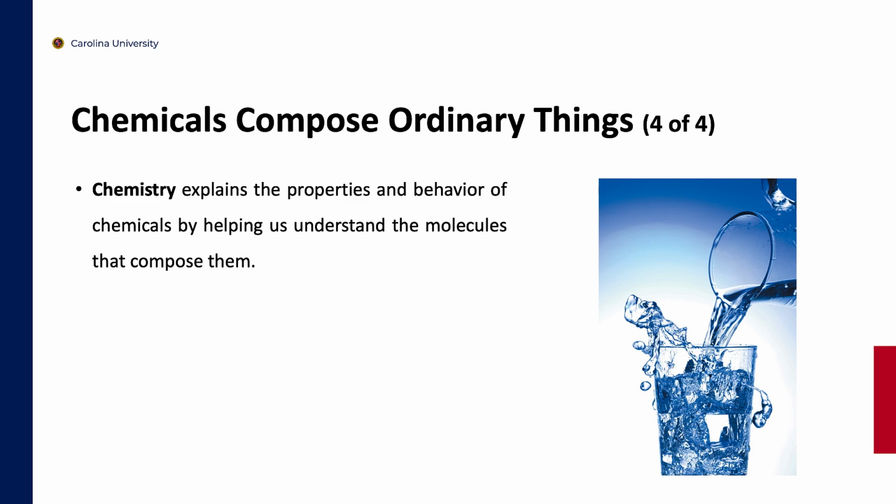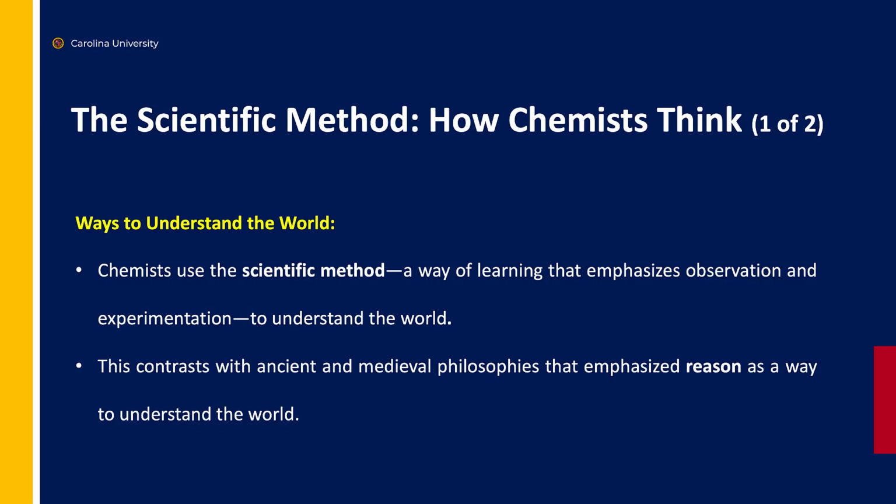So let's move to our next topic, the scientific method: how chemists think. Chemists use the scientific method, a way of learning that emphasizes observation and experimentation to understand the world. The scientific method stands in contrast to ancient philosophies that emphasized reason as the way to understand the world. Although the scientific method is not a rigid procedure that automatically leads to a definitive answer, it does have key characteristics that distinguish it from other ways of acquiring knowledge.